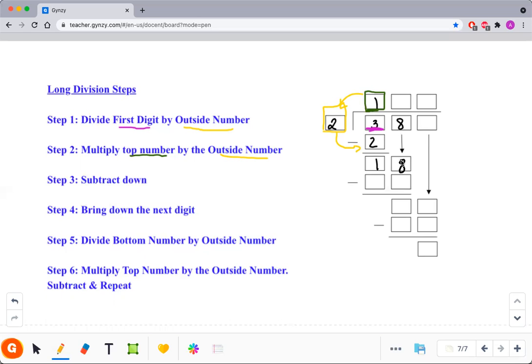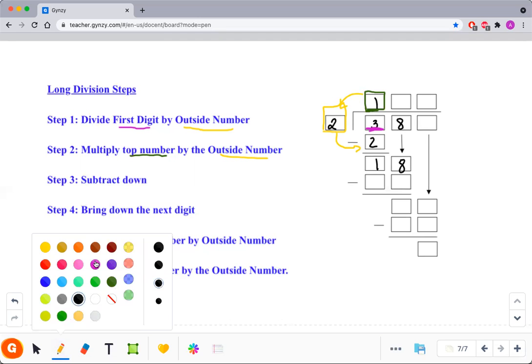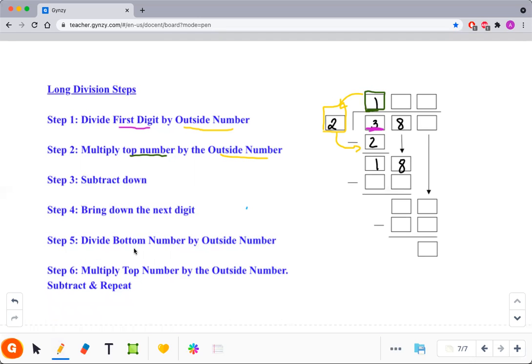That arrow's already built in. It's fantastic. And then this is usually where they get quite confused because they got this first step. So now what? Divide bottom number by outside number. So this is the new phrasing that I did come up with, that my bottom number is this. So 18 divided by 2 is 9. So we put that here, and I tell the students answers always go on top. This is your answers.